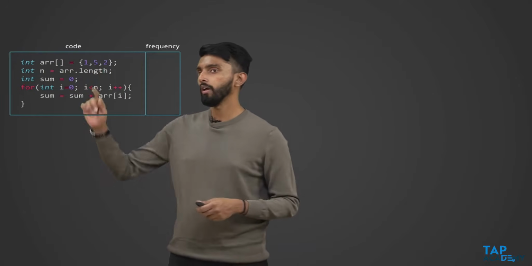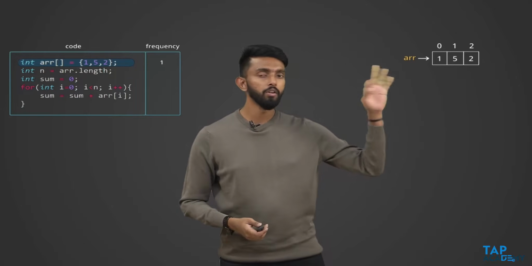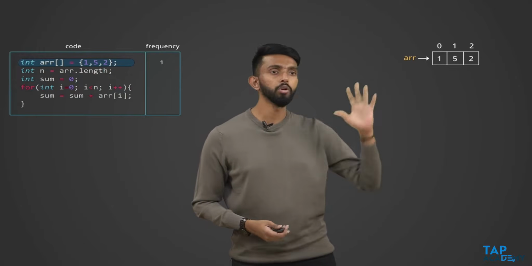Line by line I'm going. First of all, look at the first line. When it executes, how many times will the first line execute? Obviously, it will execute only once. So the frequency is 1. And what happens when it executes is you will be creating a one-dimensional array, an integer array with 3 variables or 3 data points inside it.